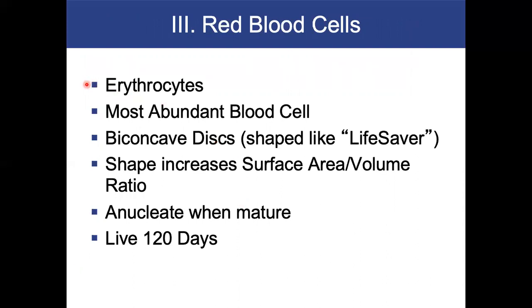They're called erythrocytes, right? Erythro is red, cyte is cell. Most abundant blood cell. They're biconcave. They're shaped like lifesavers. Why are they shaped like lifesavers? Okay, so they are shaped like lifesavers because they're anucleate when they're mature, so they don't have a nucleus, so that gives them their biconcave shape.